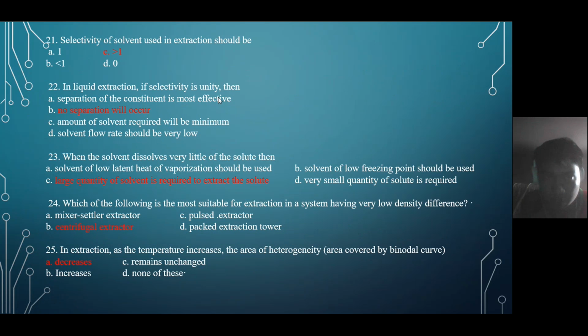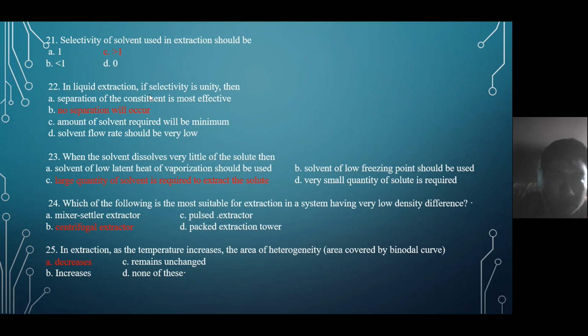The selectivity of a solvent used in extraction should always be greater than 1, just like what we have seen in question number 2, where there are no changes when it is 1. So the solvent chosen should have high selectivity, that is, it should dissolve the maximum amount of the solute. So the degree to which a solvent prefers a specific solute is referred to as the selectivity.